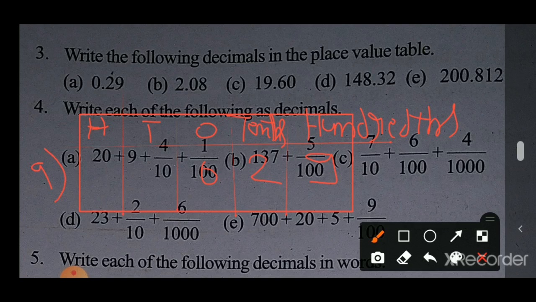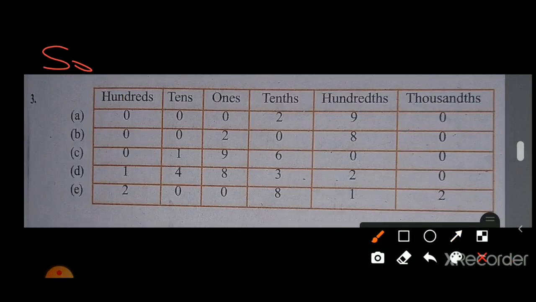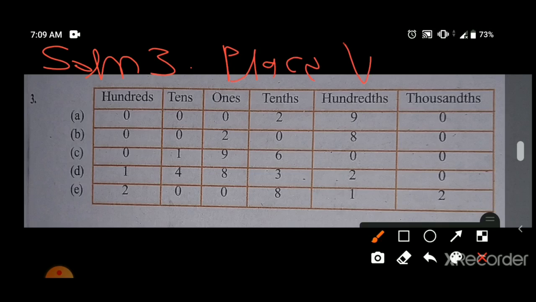Now for the B, solution of question third. This is the place value table for question third.